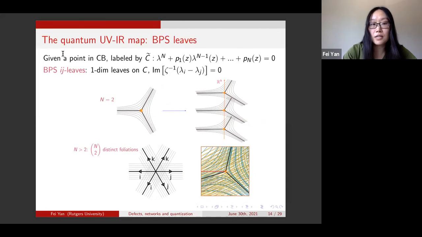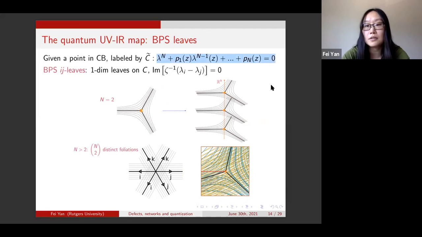corrections. Recall that given a point in the Coulomb branch, we have a spectral curve, which is an n-fold branched covering of the Riemann surface C. And you could explicitly write it in terms of an algebraic equation. There are n solutions to this equation corresponding to the n sheets of the branched covering. The BPS IJ leaf is defined as one-dimensional leaves on C satisfying this kind of explicit condition, where lambda_i and lambda_j are two of the solutions to this spectral curve equation.